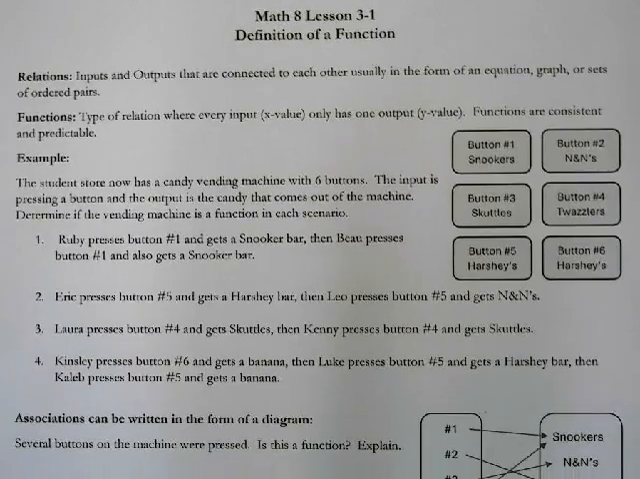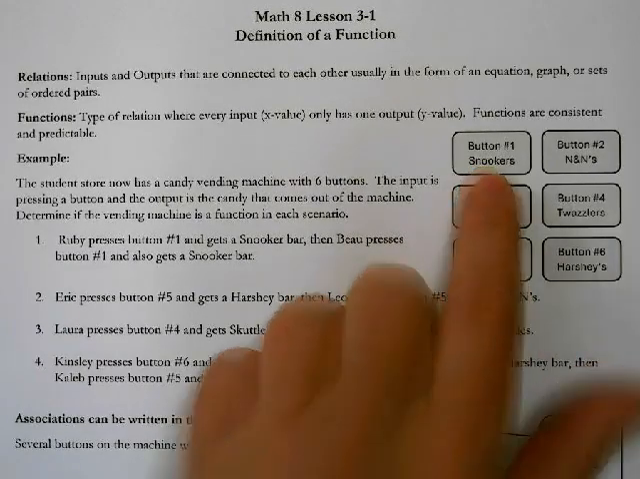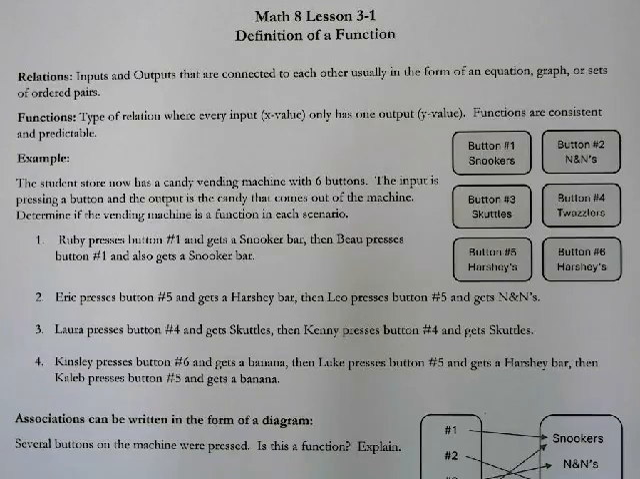All right, so let's say that the student store decided to get a candy vending machine. It has 6 buttons on it. So we've got button number 1, that's for Snickers bars. You've got button number 2, that's for some M&Ms. And then button 3 is for Skittles. Button 4, Twizzlers. And button 5 and button 6, they're both the same thing because they're pretty popular. They've got the Hershey bars.